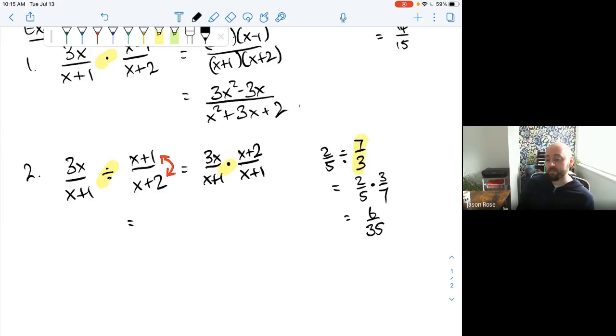Now let me just connect these as well. Now we just have another multiplication problem. So 3x times x plus 2 is going to be 3x squared plus 6x. X plus 1 times x plus 1 is going to be x squared plus 2x plus 1.